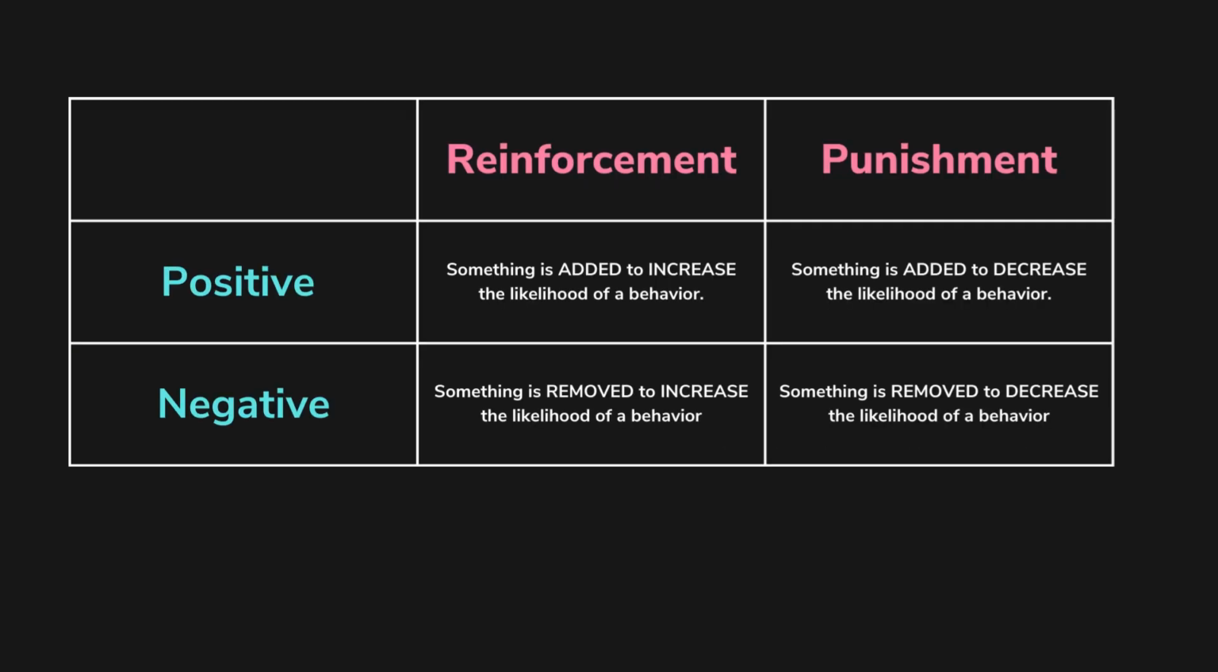Here's a simple table that might help us understand the difference between reinforcement and punishment. Reinforcement is about increasing a behavior, and punishment is about decreasing a behavior. Positive reinforcement is adding something to increase a behavior. Meanwhile, positive punishment is adding something to decrease a behavior. Negative reinforcement is removing something to increase a behavior, and negative punishment is removing something to decrease a behavior.